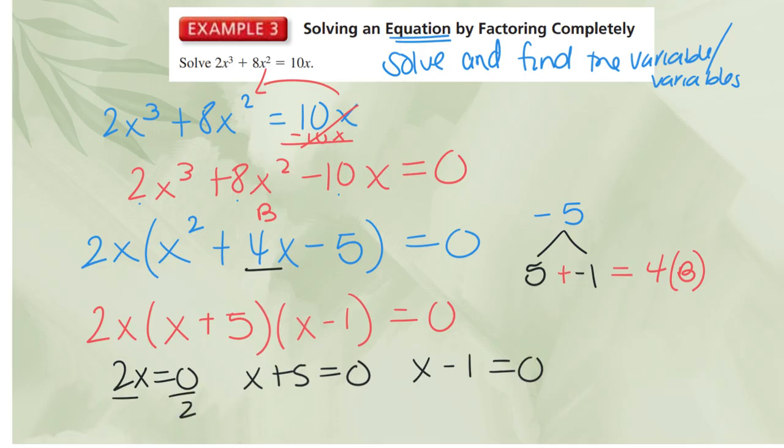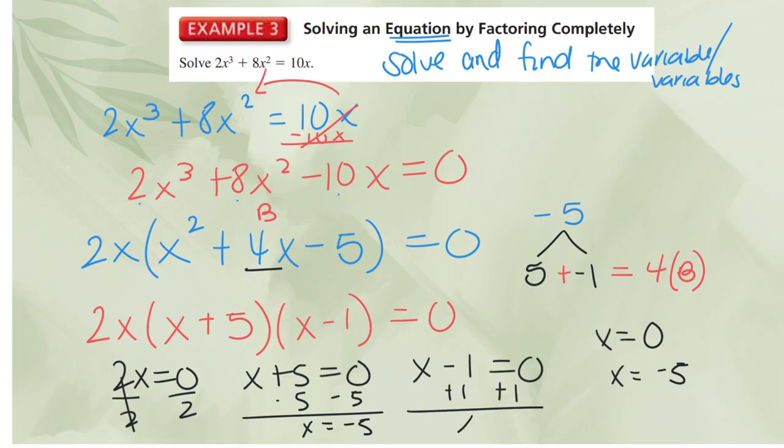If I divide by 2, my first x is going to be 0. My second x, if I subtract 5 from both sides, I'm left with x equals negative 5. That's my second x. And if I add 1 to both sides, I'm left with x equals 1. So my final answers are x equals 0, x equals negative 5, and x equals 1.